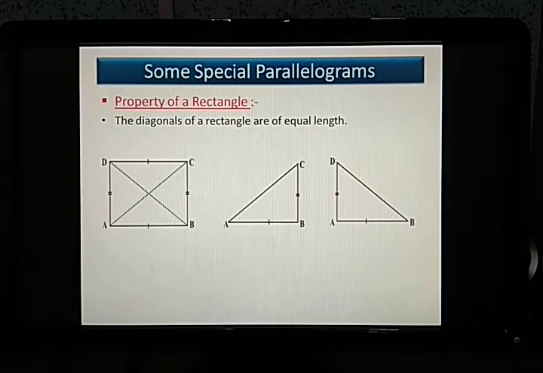Clear? So by SAS congruency, side angle side, these two triangles are congruent. So by corresponding parts of congruent triangles, this BD and this CA will be of equal length. So that's what we have to prove. The diagonals are of equal length.